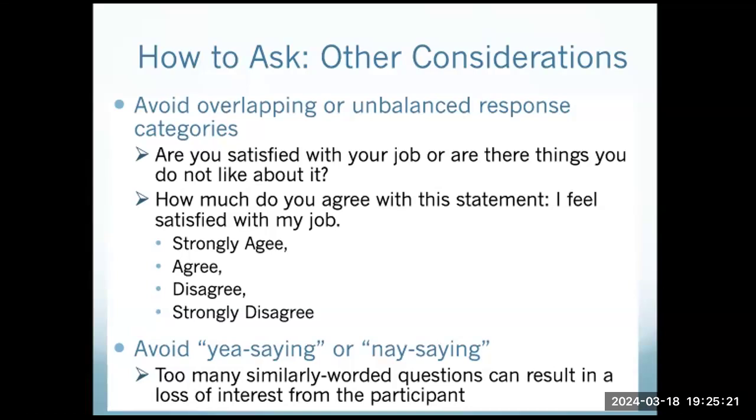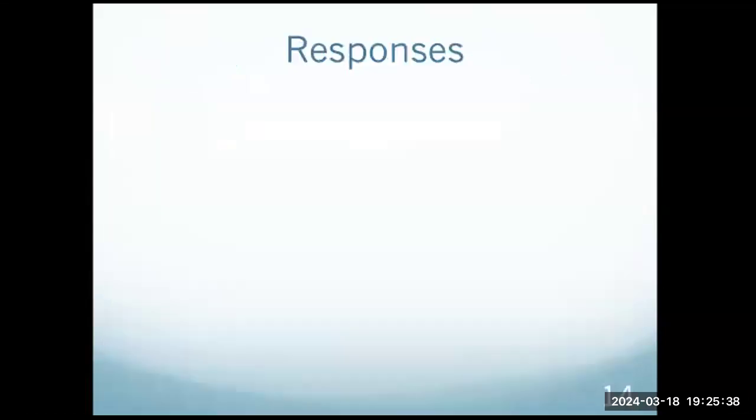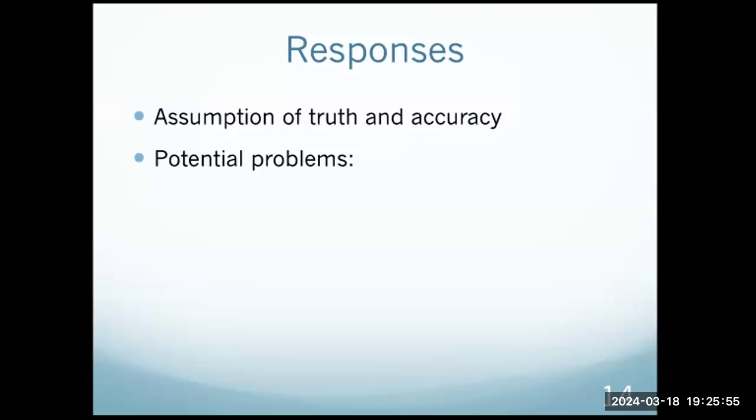So too many similarly worded questions can result in loss of interest from the participant. So sometimes you'll see words that will be reverse scored. That's what we call it. So that it's easy to tell if the participants are paying attention or not. So when we do surveys, it is self-report. So we have some assumptions. We're going to assume that people are being truthful and accurate when they respond to the surveys, right? Is it always true? No, right? But we're making that assumption.